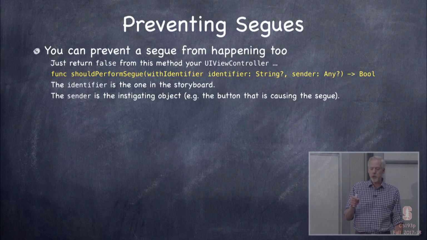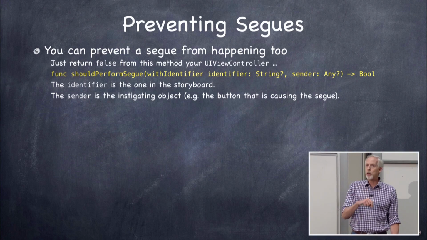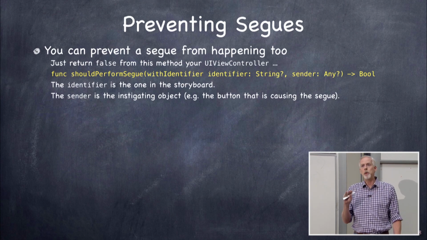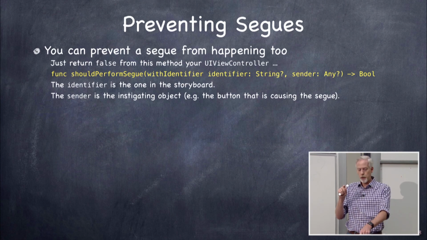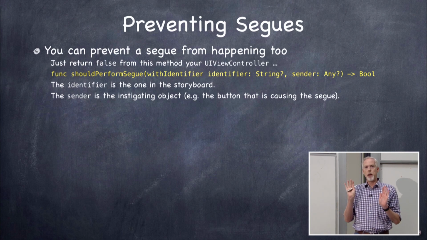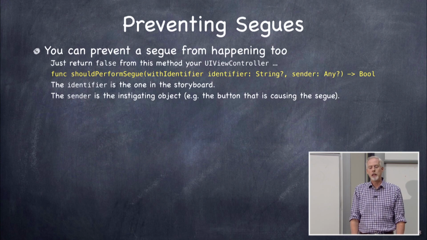You can prevent a segue from happening with this method, shouldPerformSegue in UIViewController. You get the identifier. If you return false from this, then the segue will not happen. So if someone clicked on that graph button, the system looks at this method. If it says no, then it will not segue to a new graph controller. It's just like you never even clicked on that button. This is pretty rare to do, but occasionally you might want to do it.